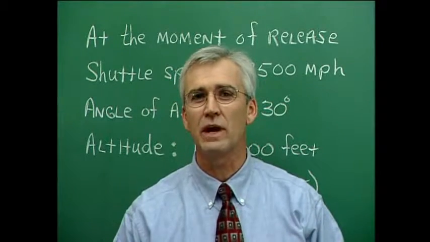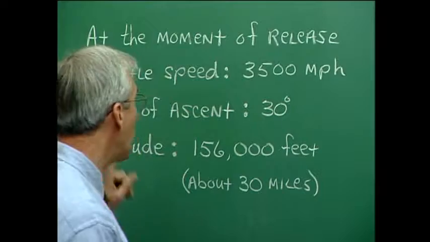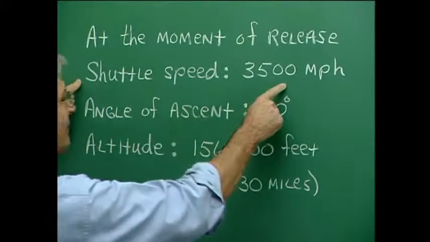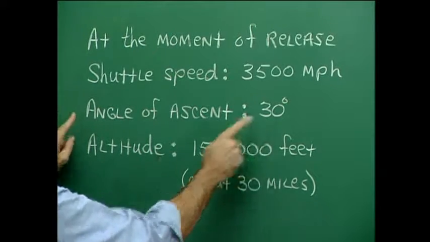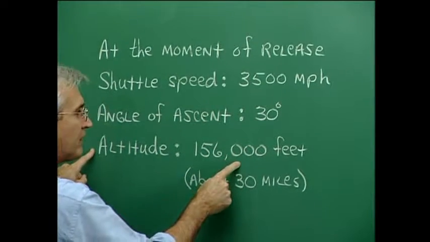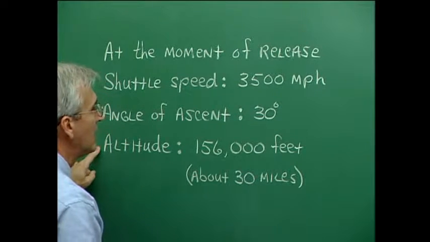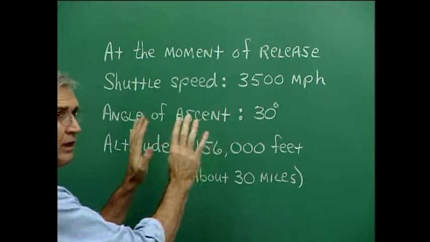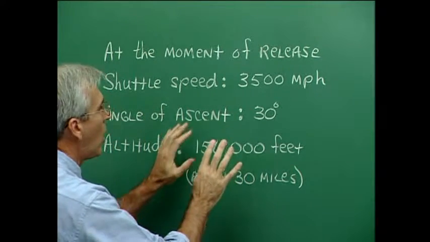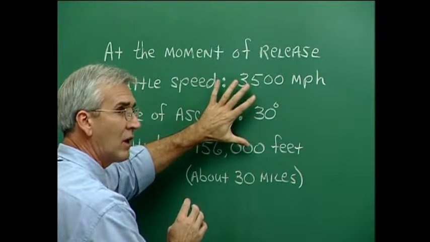Let's review the situation at the moment of release of the solid rocket boosters. At that moment of release, the shuttle speed is 3,500 miles per hour, the angle of ascent is about 30 degrees, and the altitude is 156,000 feet, or about 30 miles, as we mentioned earlier. Now, the most remarkable thing about this, these numbers are really impressive on their own, but all of this is achieved in 2 minutes of travel.